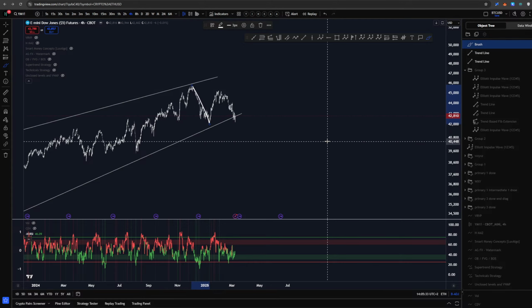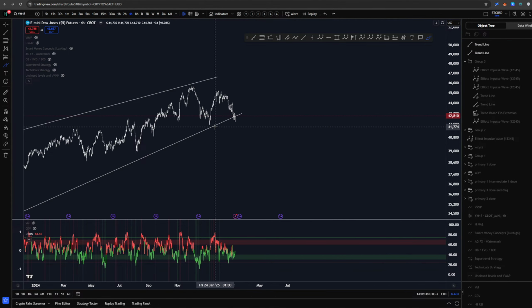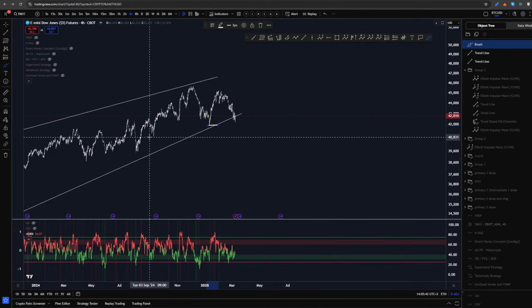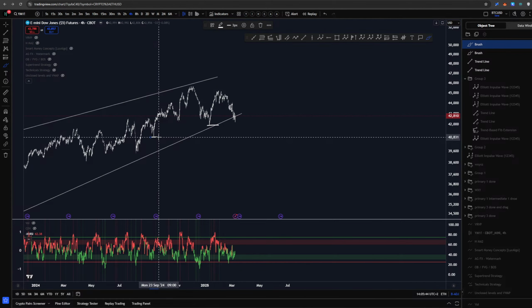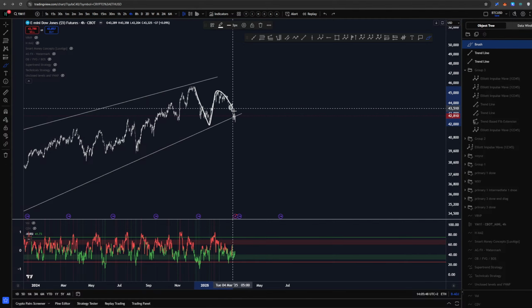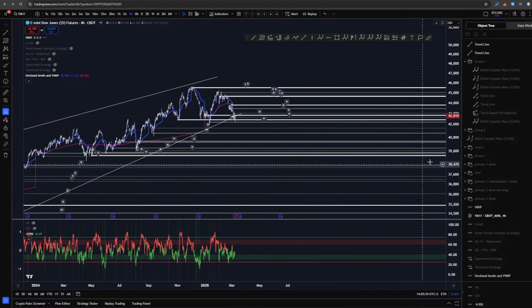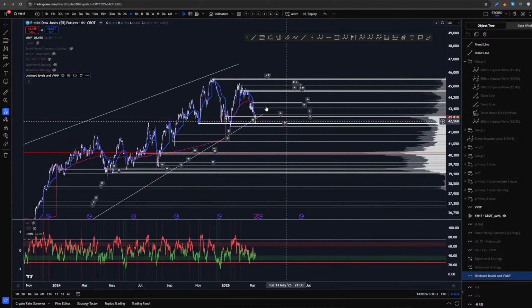It's very possible that this is a start of something where we are doing something like this. Again, targeting this low here. That would be one liquidity area. Another one would be down here around 40.8k for Dow. So that in mind, we would have an ABC structure coming down where we would be finding potential areas of interest and again going up later.